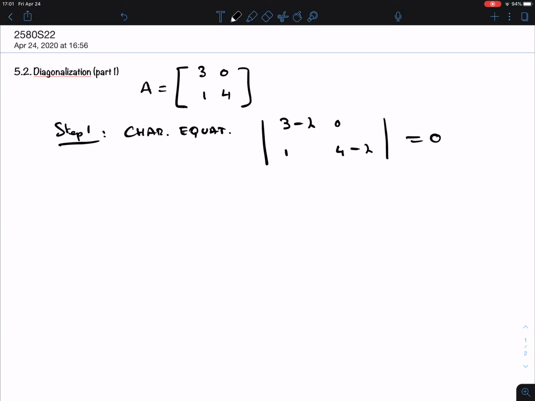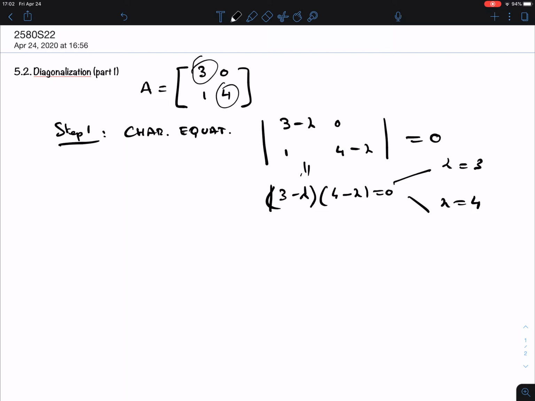I don't have to expand this because if I do, I get just the diagonal elements, right? 3 minus lambda times 4 minus lambda equals 0, and so the two solutions are lambda equals 3 and lambda equals 4. And we have seen this in general: if you have a triangular matrix, the diagonal elements are its eigenvalues. So that was easy.